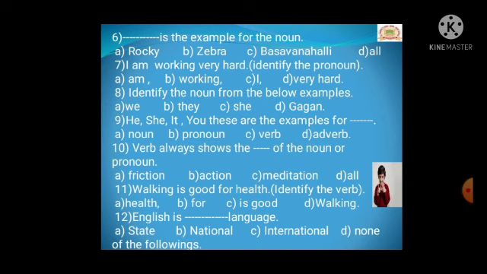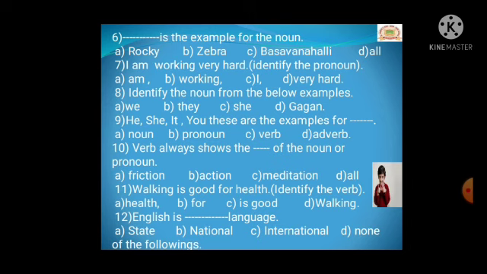Why? Because Rocky is a person name, Zebra is an animal name, and Basavanahalli is a place name. Then remember the definition of the noun. Noun is nothing but it is a name of a person, animal, place, thing or event. So that's why our correct answer will be D, all.